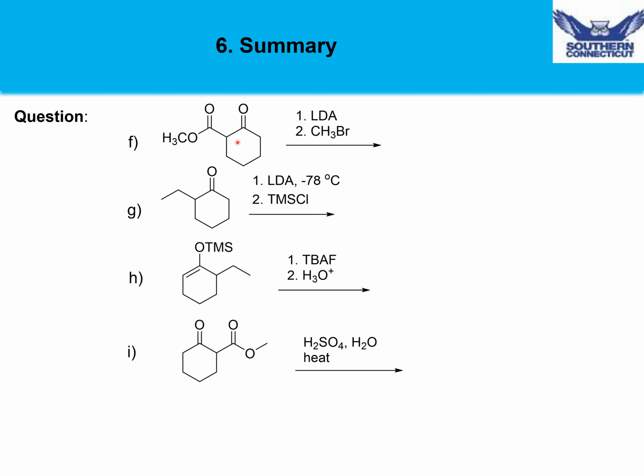Here's a few more reactions for this chapter. So we start off with a beta keto ester, and we're going to add LDA and methyl bromide. In the next reaction, we're going to use an unsymmetrical ketone, add LDA at low temperatures, and then TMS chloride. In this third reaction, we're going to use a silyl-protected enol, react it with TBAF, followed by aqueous acid. And then lastly, we're going to have this beta keto ester, and we're going to add sulfuric acid, water, and heat it up.